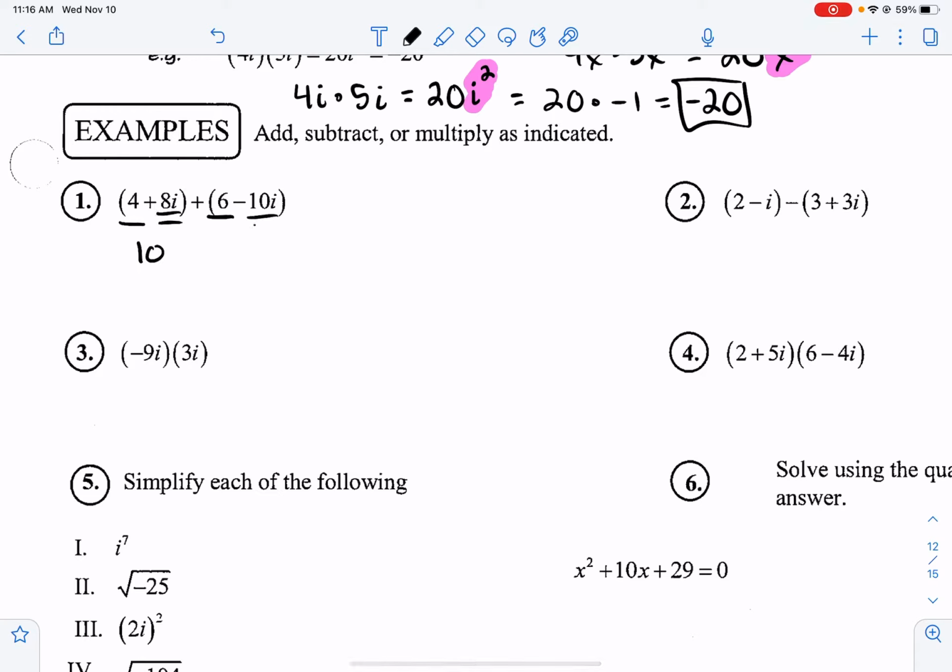The 8i's add together with the minus 10i's and become a negative 2i. And I would stop right there.